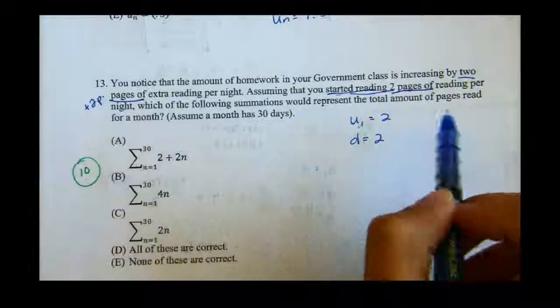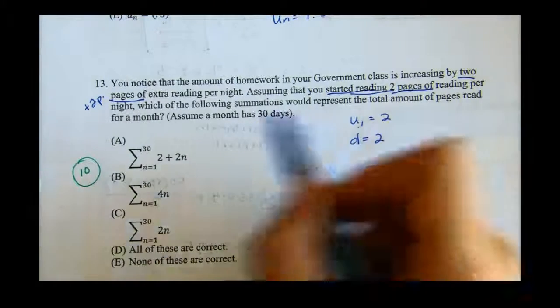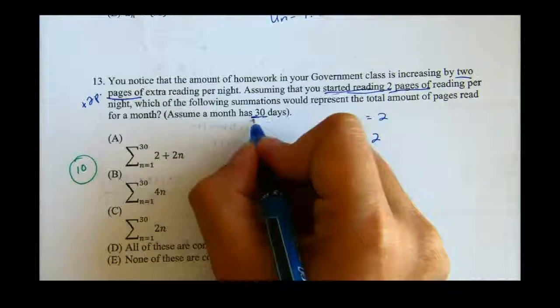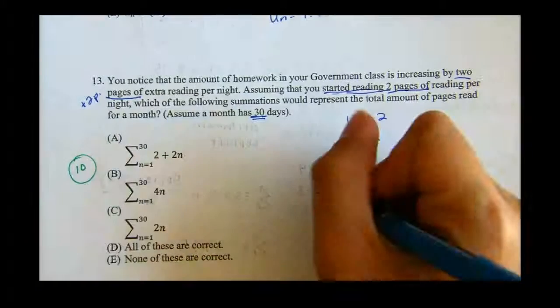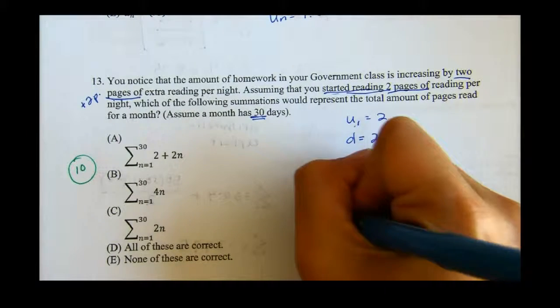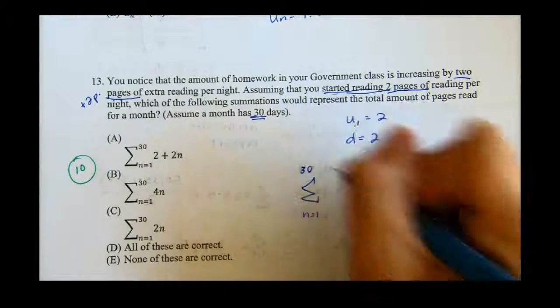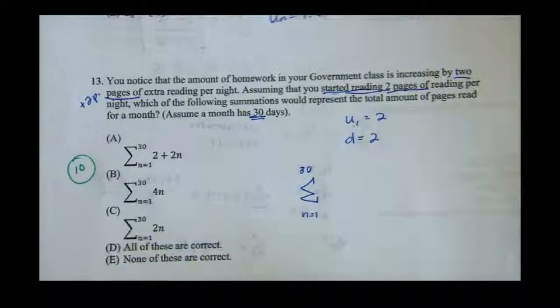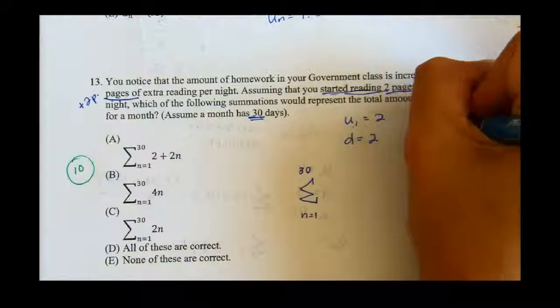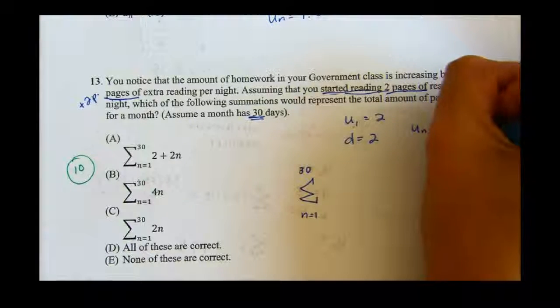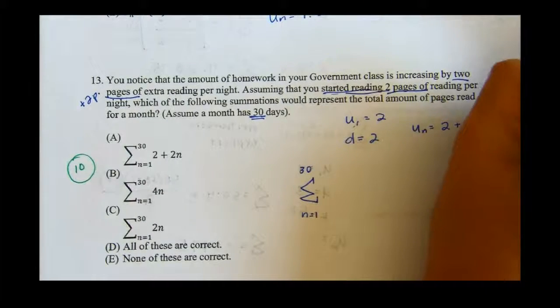Which of the following summations would represent the total amount of pages read per month? And I'm going to say that assume a month has 30 days. So I'm taking the sum from n equals 1 to 30. And now I've got to come up with my sequence. So I know the explicit form of this would be 2 plus n minus 1 times 2.